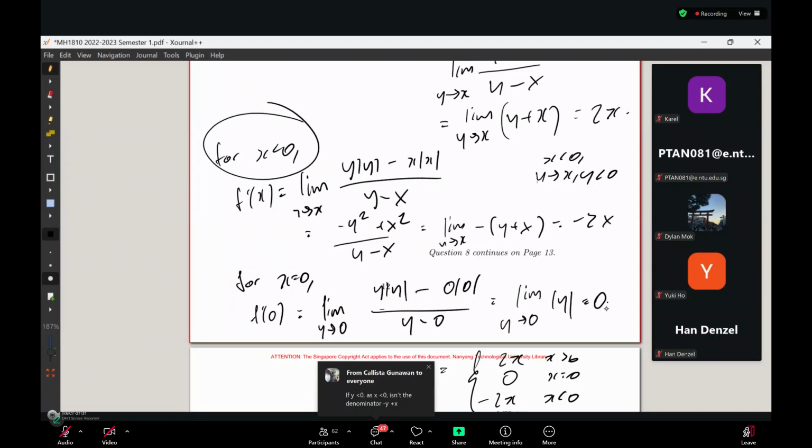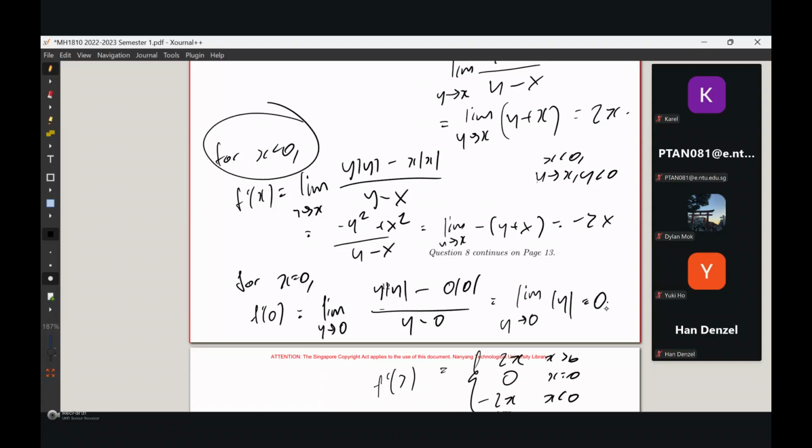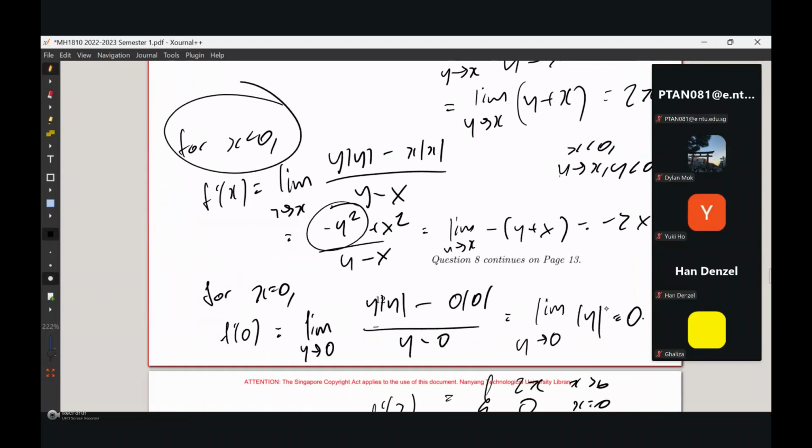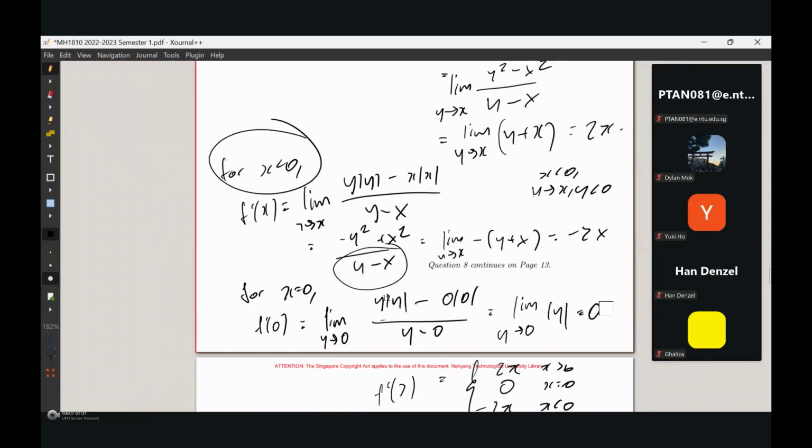If y less than 0 and x less than 0, isn't the denominator minus y plus x? No, the denominator is still y minus x. It only affects the sign of the value itself. It doesn't affect the expression. The reason why this one became negative y squared is because this is equal to negative y. That's why it changed. This one remains the same. Any other questions?